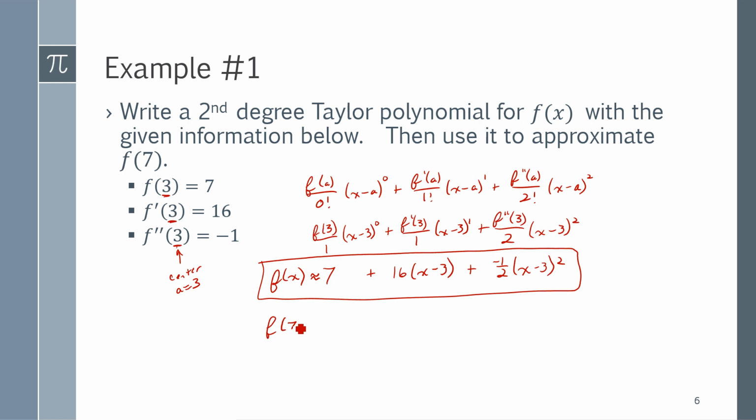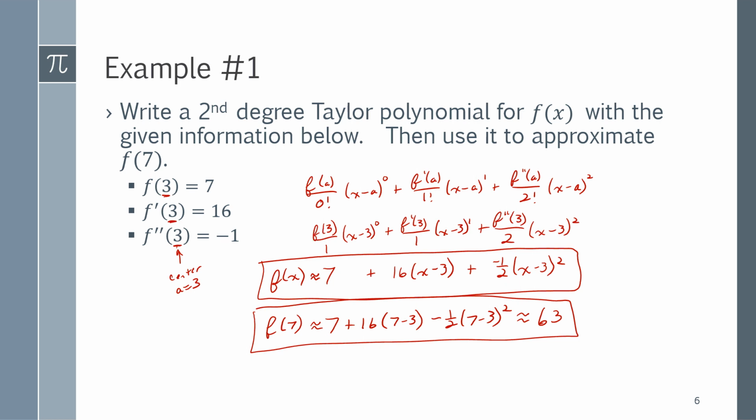Then they ask me to estimate f of 7. So that's 7 plus 16 times 7 minus 3, I'm going to change that to a minus 1/2 times 7 minus 3 squared. I can leave it just like that because I'm not required to simplify. But if I did simplify, this simplifies to 63. And there's generating a Taylor polynomial and its estimate. Again, at a later time, we'll talk about how I figure out how good that estimate is, in other words, what the error is, but that's not a topic for today.